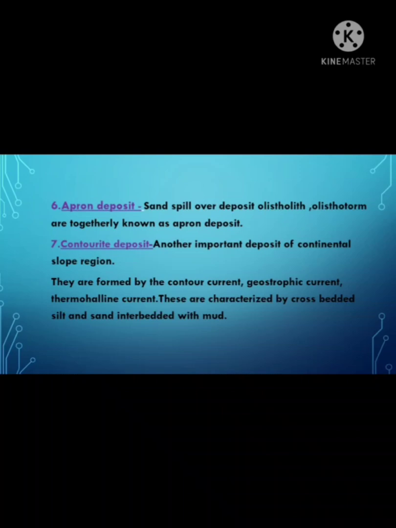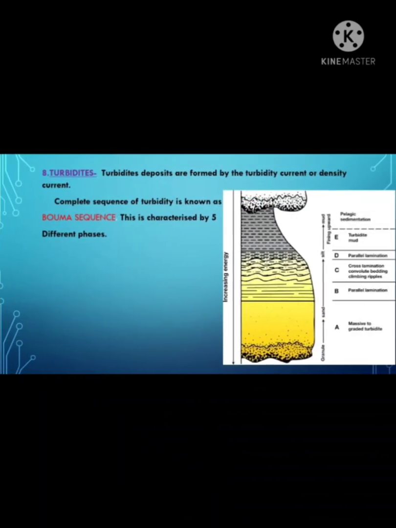Number 7, contourite deposit. Another important deposit of the continental slope region. They are formed by the contour current, geostrophic current, and thermohaline current. These are characterized by cross-bedded silt and sand interbedded with mud. Number 8, turbidites. Turbidite deposits are formed by turbidity currents or density currents. The complete sequence of turbidite is known as the Bouma sequence. This is characterized by different phases.